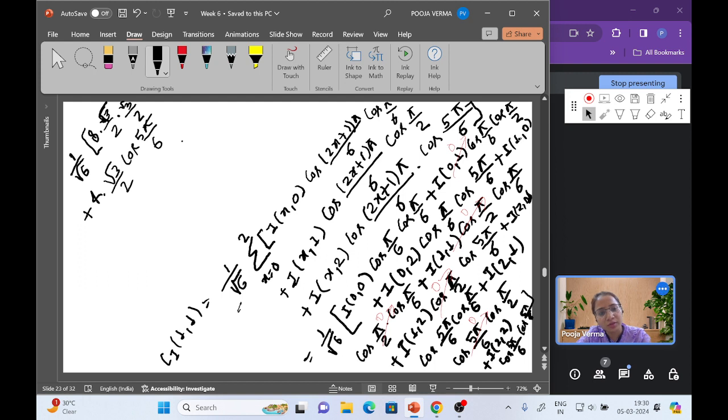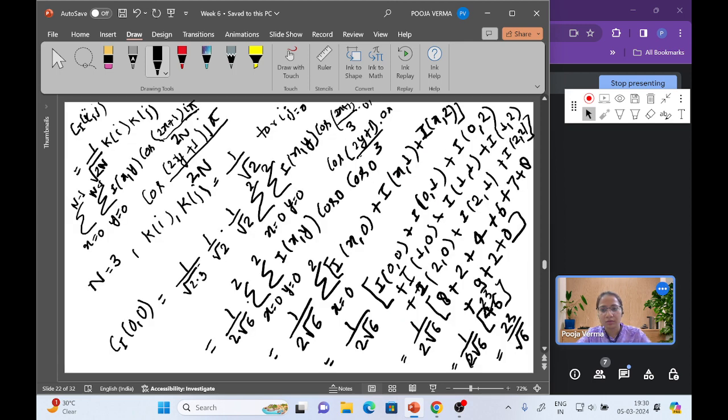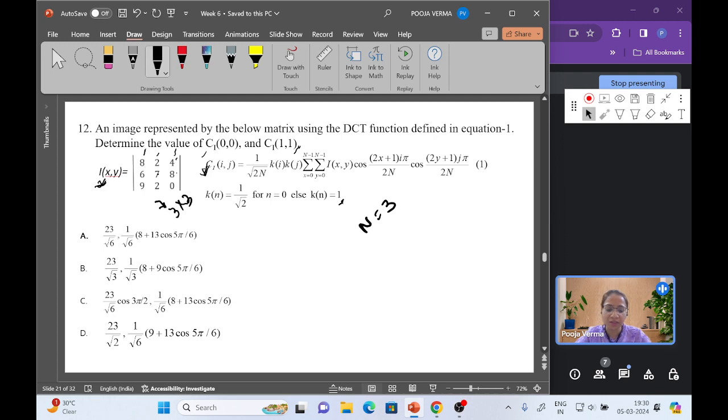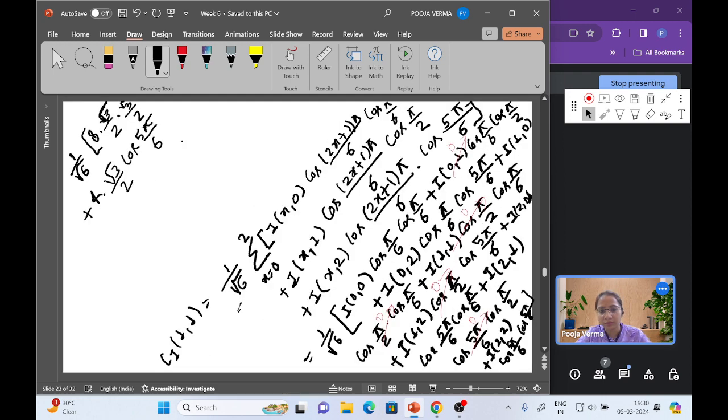I 1 0 is 0. I 1 1, this part is also 0. This part is also 0. Now what is I 2 comma 0? What is the value of I 2 comma 0? Let's see. This is 9, right? So plus 9 multiplied by I 2 comma 0, cos 5 pi by 6 or cos pi by 6, so root 3 by 2 cos 5 pi by 6. Okay, it is done.